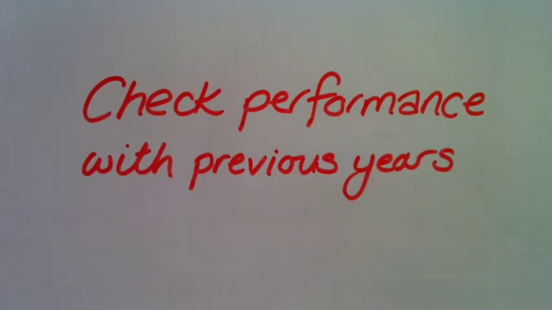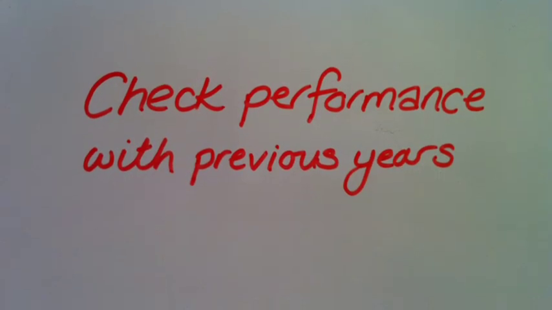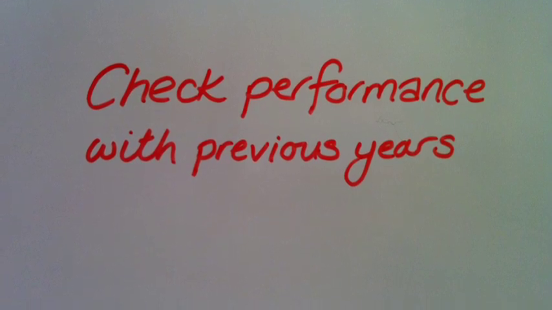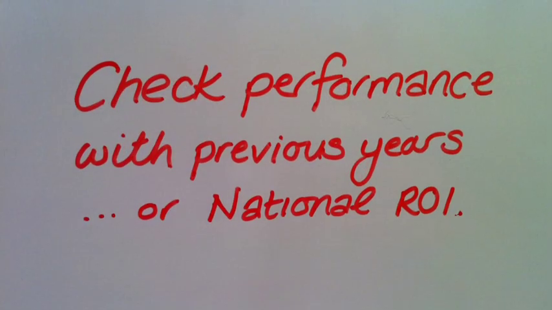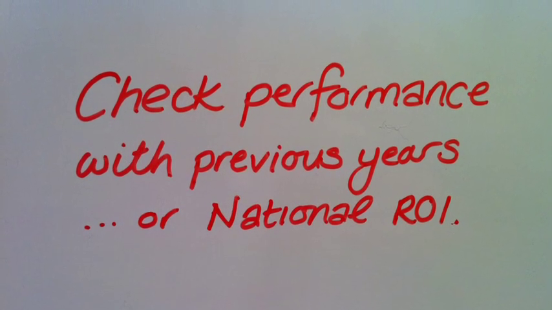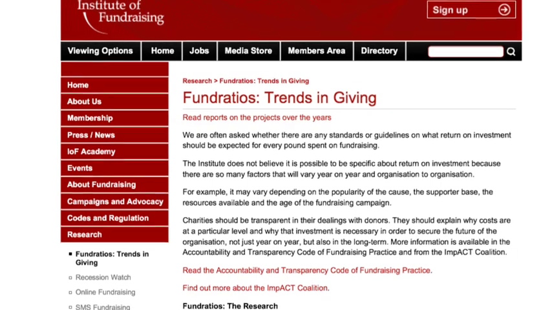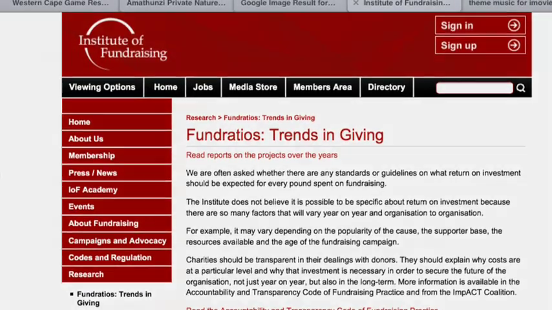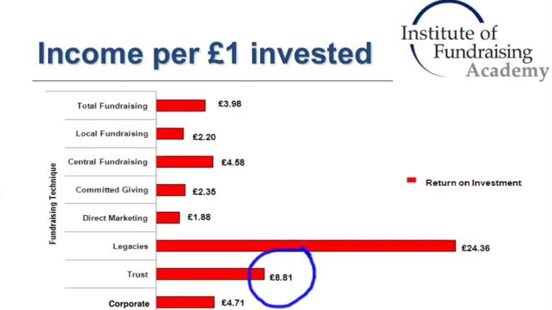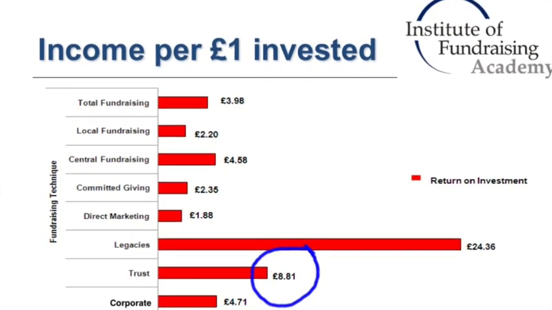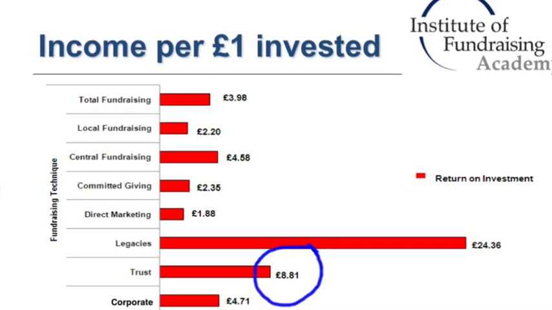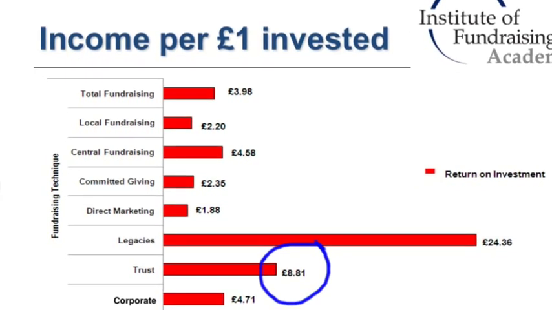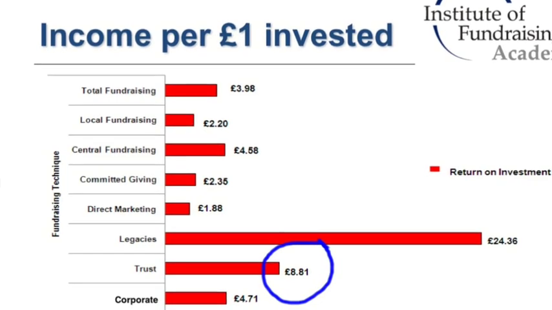One of the key ways to check whether your performance is going well is to compare it to previous years. If you don't have records or you've just started a new income stream, you can also compare your ratios to the sector averages. These can be found on the IOF's website if you search for fund ratios. Using these figures, we can see that Amir's trust work could do with some additional support, because his return ratio of 3.5 is down on the sector figure that's closer to 9. Some additional training to help him develop better research or writing skills may really help.